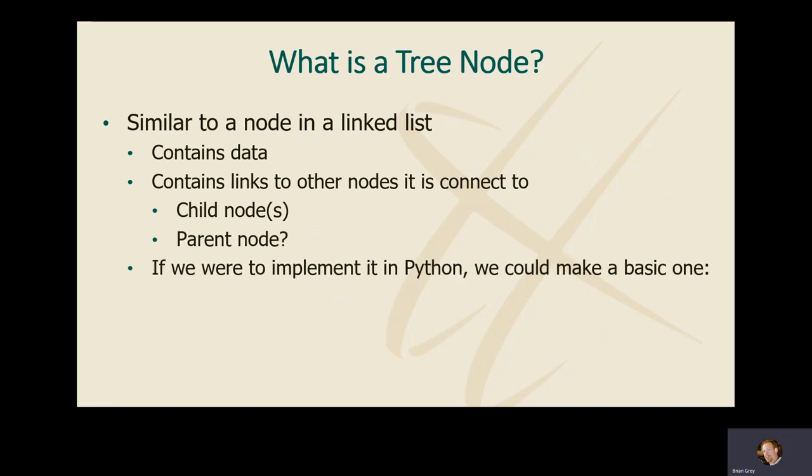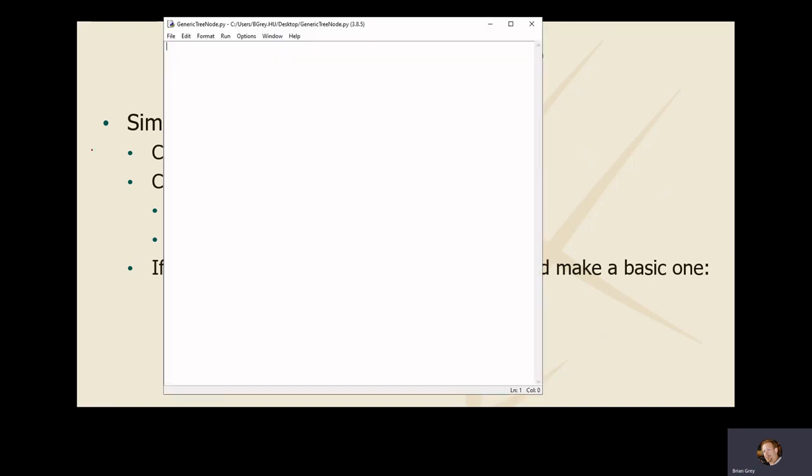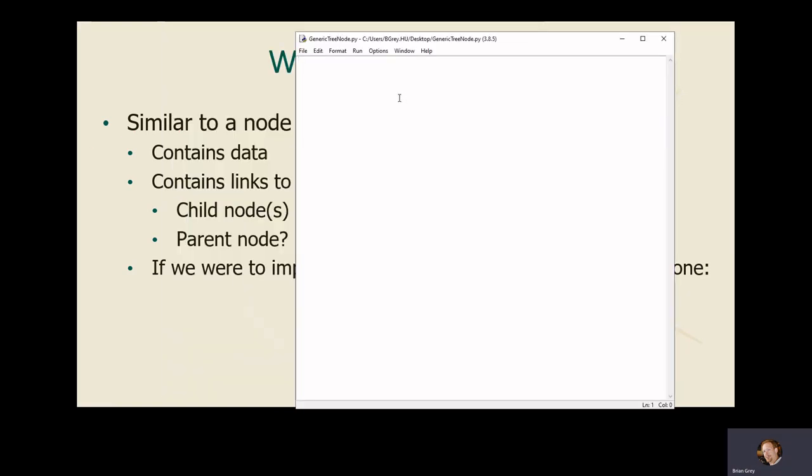So, we need to create a node that does this, right? And we're going to create a generic one. So let's do this. Let's create a generic node, okay? And we'll call it generic tree node. Why are we calling it generic tree node? Why are we calling it generic? What makes it generic?